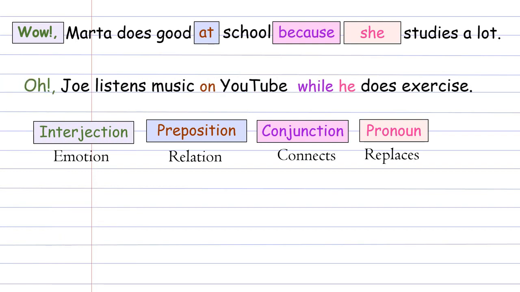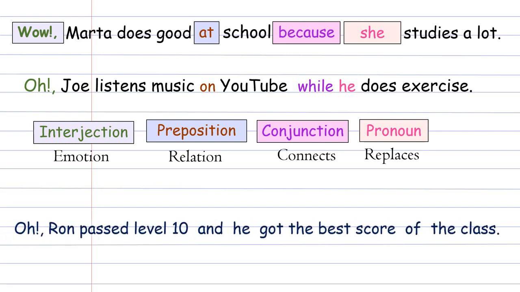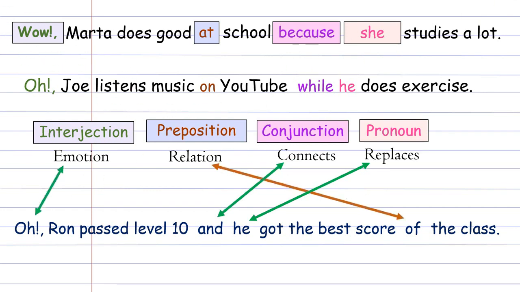He replaces Joe, while connects Joe listens with he does. On shows relation between YouTube and music, and oh is the emotion. Now you do it. Find the pronoun, the conjunction, the preposition, the interjection. These are the last 4 elements of parts of speech.